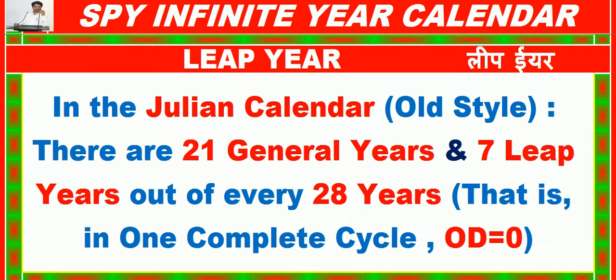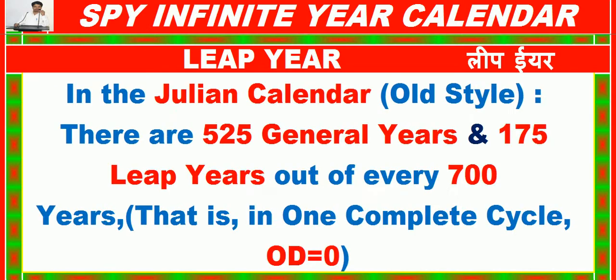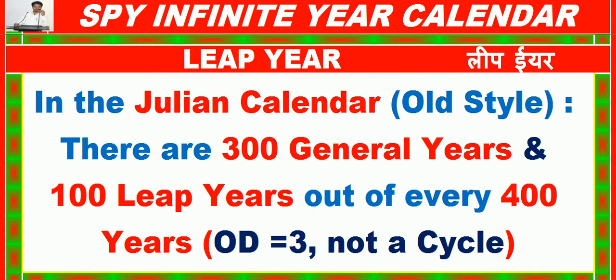In the Julian calendar old style there are 21 general years and 7 leap years out of every 28 years. That is, in one complete cycle, OD equals 0. In the Julian calendar old style there are 525 general years and 175 leap years out of every 700 years. That is, in one complete cycle, OD equals 0. In the Julian calendar old style there are 300 general years and 100 leap years out of every 400 years. OD equals 3, not a cycle.